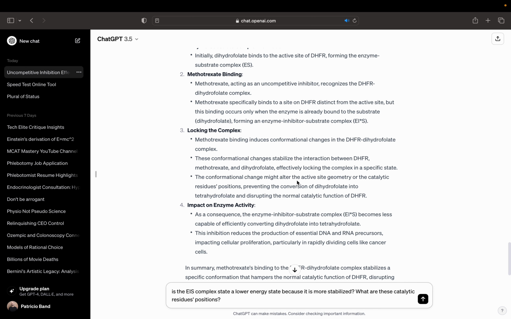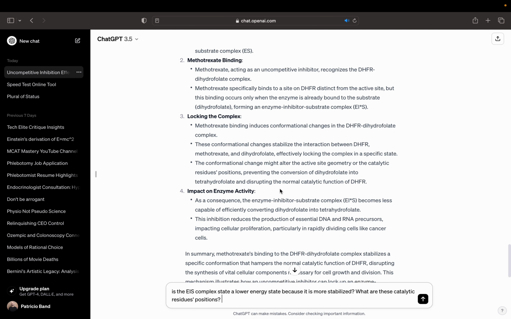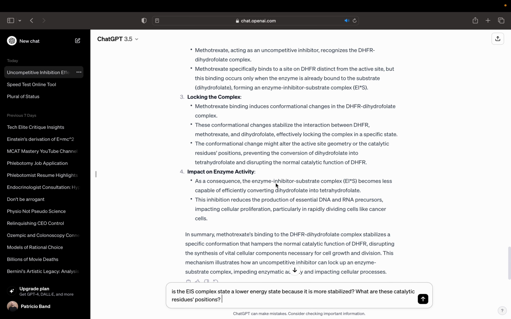So, preventing the conversion of dihydrofolate into tetrahydrofolate and disrupting it. Because this conversion is prevented right here, that's where we have the decreasing Vmax, as we can understand, right? Because the reaction is basically kind of stopped. So the rate has stopped. We are no longer converting the substrate into the product. That's the explanation for Vmax.